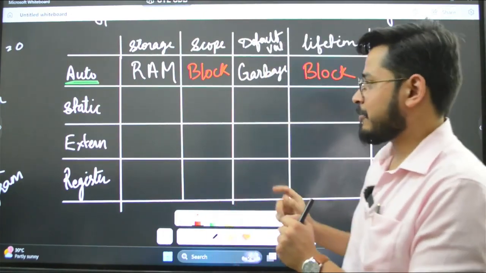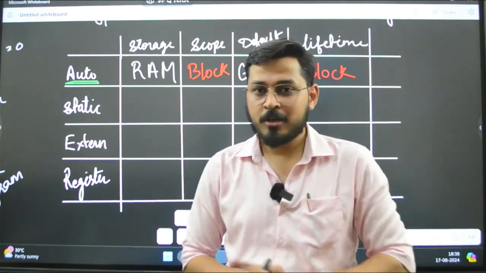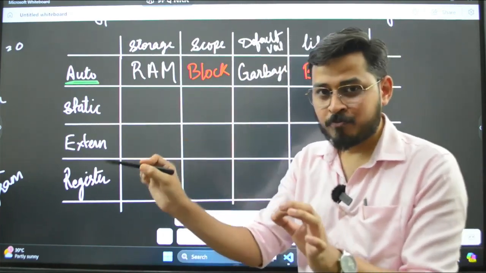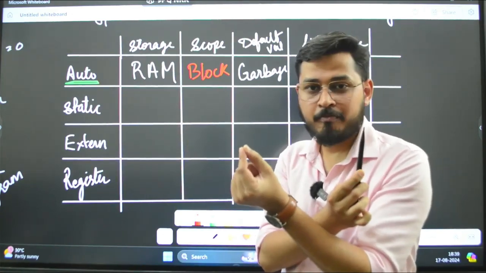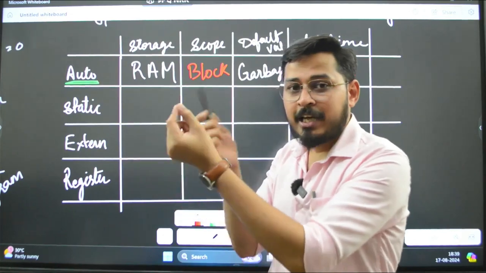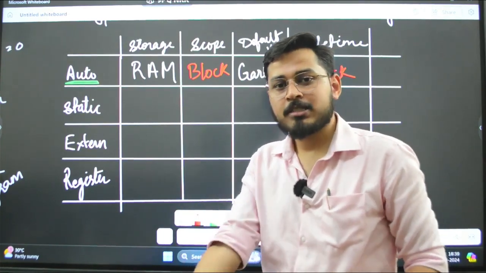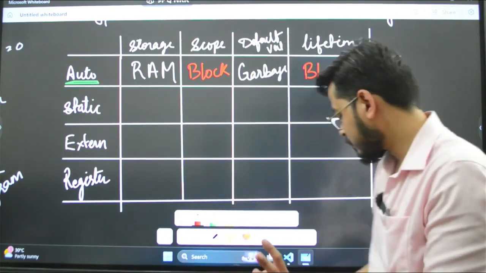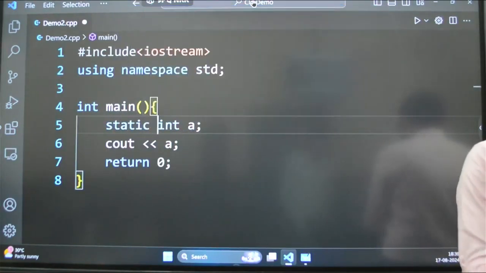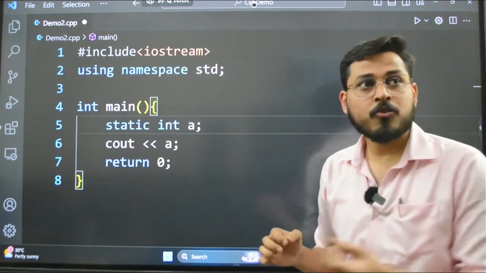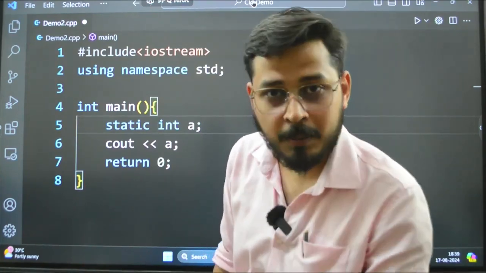Okay. Next thing, we are going to talk about the static type of storage class. When you write static before the data type, then you write the variable name. So you wrote static, let's say static int a, then it becomes the static type of storage class. Say for example, in this case I wrote static int a. So for this int a, the storage class has become static now.